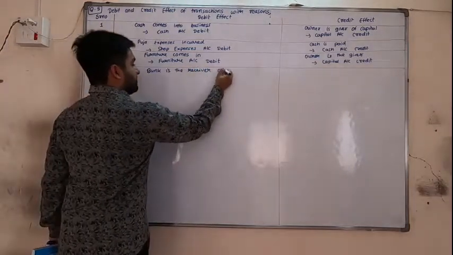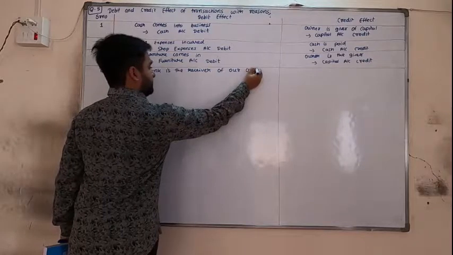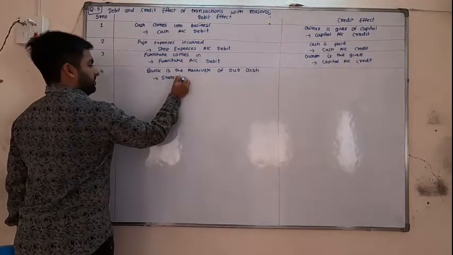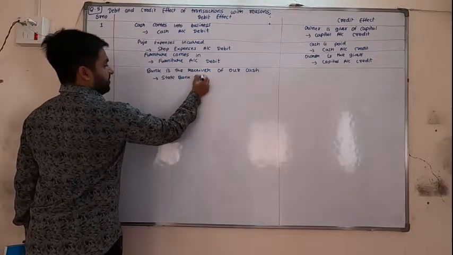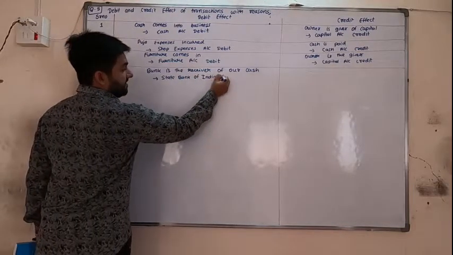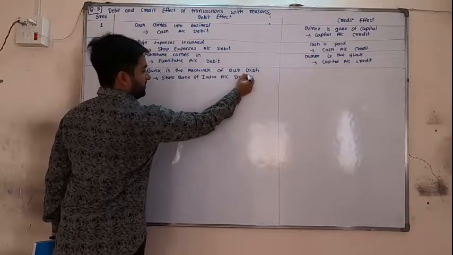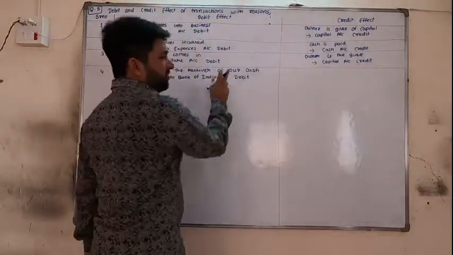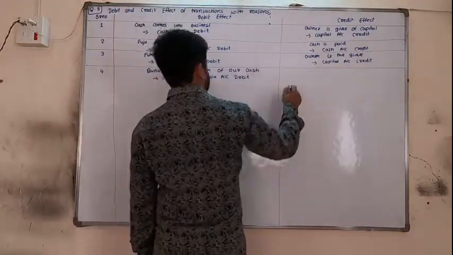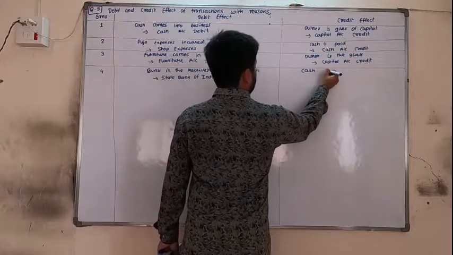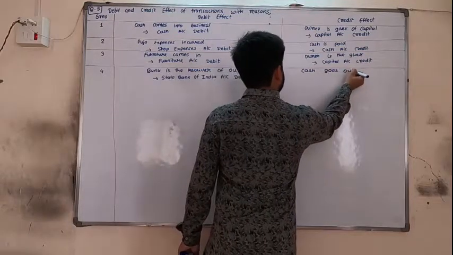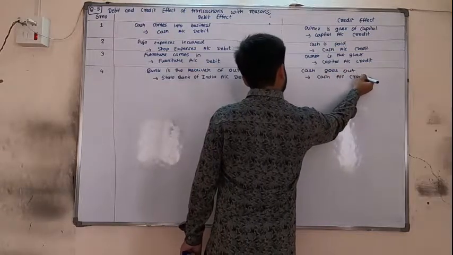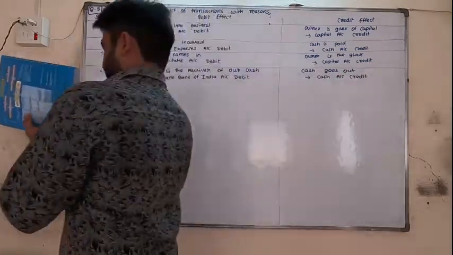Bank is the receiver of our cash. State Bank of India. Write the name of the bank also in the book. They are not writing, but we will write. State Bank of India account credit. The reason is up to you, okay? Don't worry about the reason in the exam also. Cash goes out. Cash account credit.